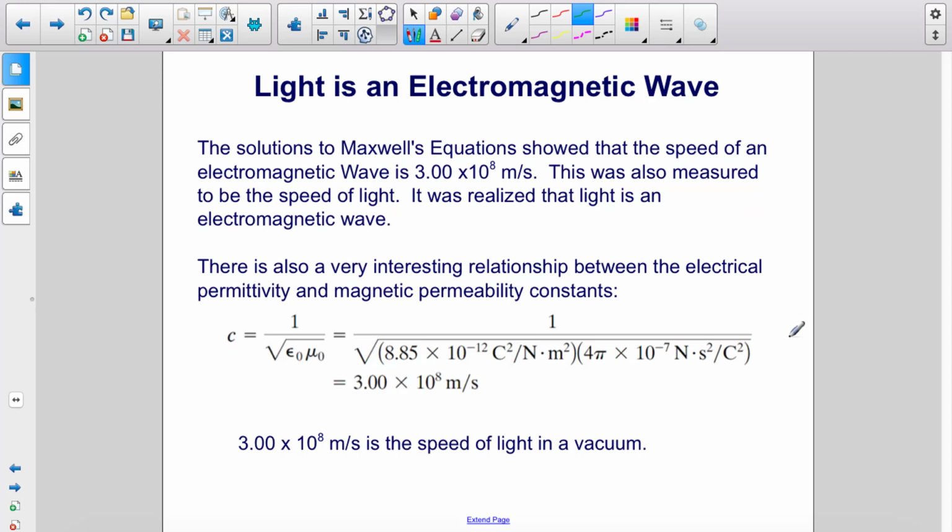There is also a very interesting relationship between the electrical permittivity and magnetic permeability constants. c equals 1 over the square root of epsilon naught mu naught. Look, so we plug in the constants into this equation and we get the speed of light. That 3 times 10 to the 8th meters per second is the speed of light in a vacuum.